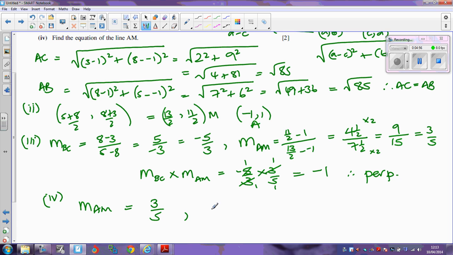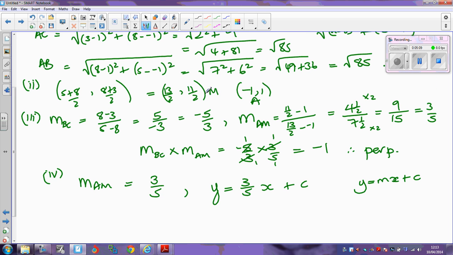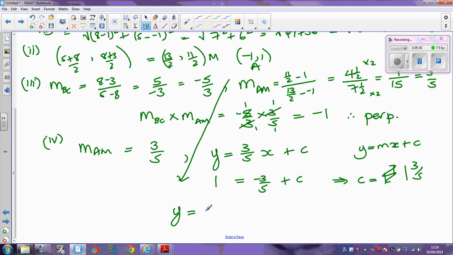So the equation of AM is going to be y equals 3/5 x plus c. So that's just using y equals mx plus c. Now if we look at the line AM, we know it goes through A and it goes through M. I'm going to use A because it's a bit easier. So to find out what c is, I'm going to substitute that into this equation. So instead of y, I'm going to put 1. Instead of x, I'm going to put minus 1. Well, 3/5 times minus 1 is minus 3/5, and that's plus c. So to get c on its own, I'm going to add 3/5. So c is equal to 1 and 3/5. So the equation of the line AM is y equals 3/5 x plus 1 and 3/5.